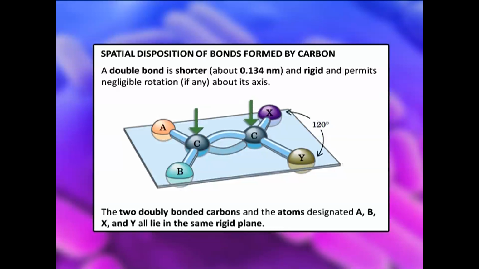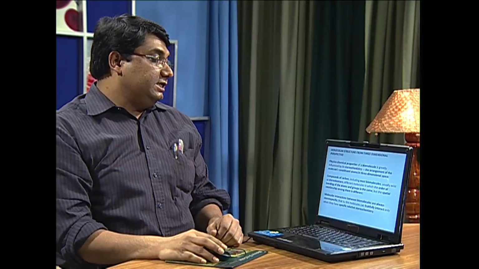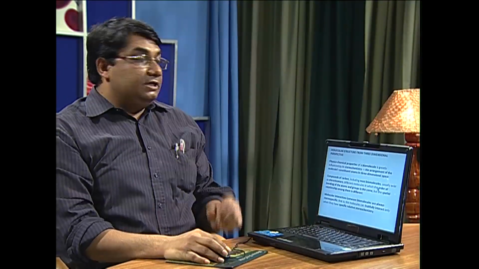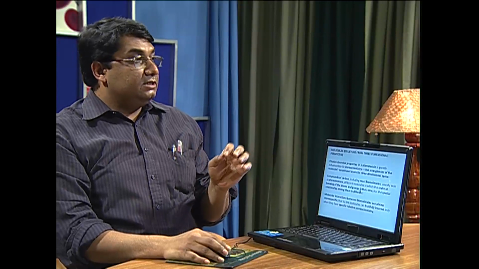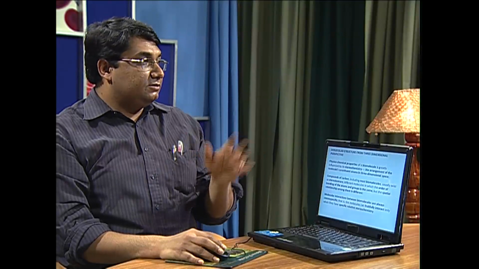the same rigid plane. Now, physicochemical properties of a biomolecule are greatly influenced by stereochemistry, the arrangement of the atoms and the groups in three-dimensional space. Now, compounds of carbon, including most biomolecules, usually exist as stereoisomers, that is, different molecules in which the order of bonding of the atoms and groups are the same, but the spatial arrangement of these atoms and groups are different.